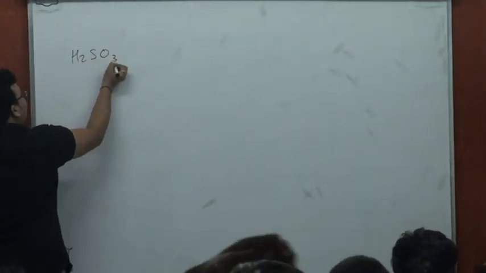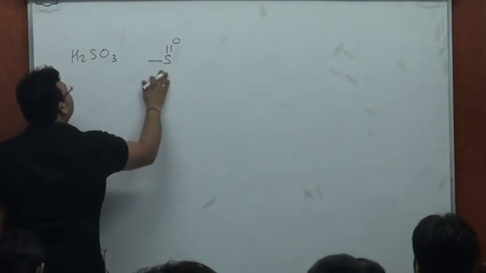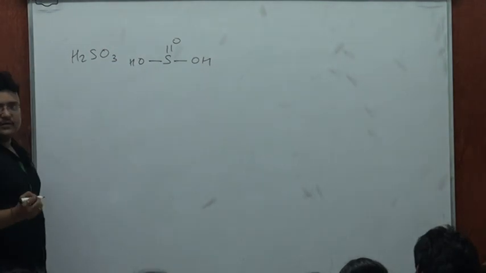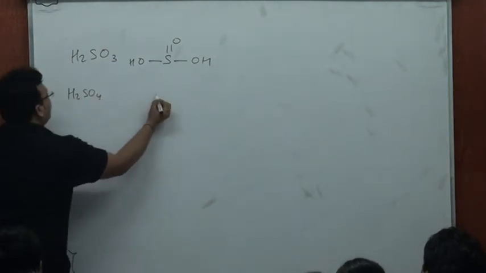And then H2SO3, sulfurous, 2 OH. This is the structure. H2SO4, sulfuric.